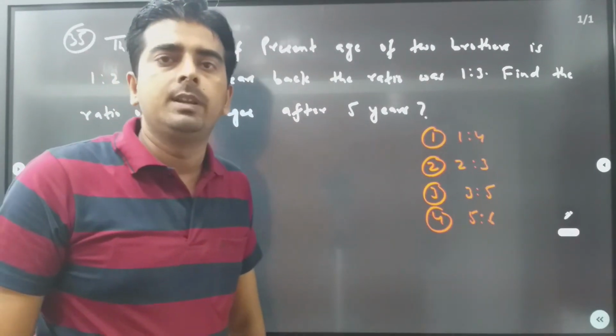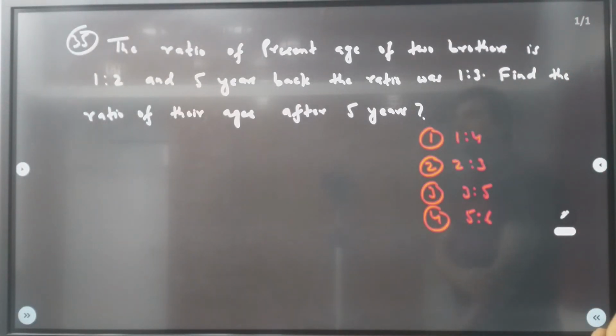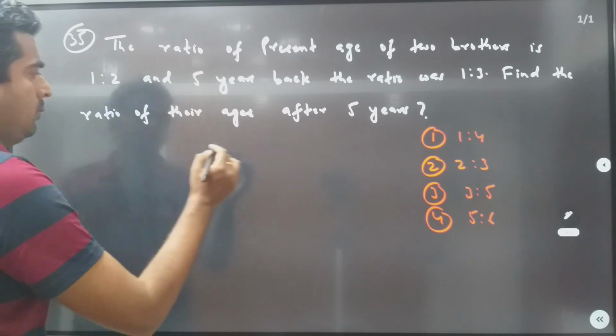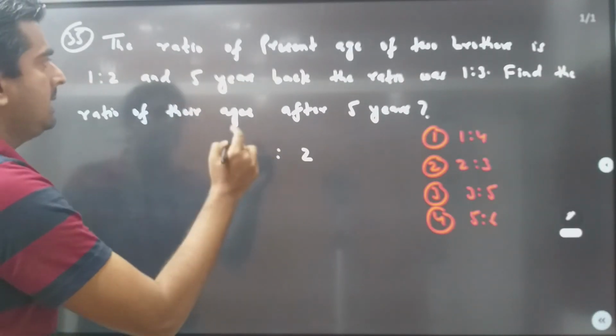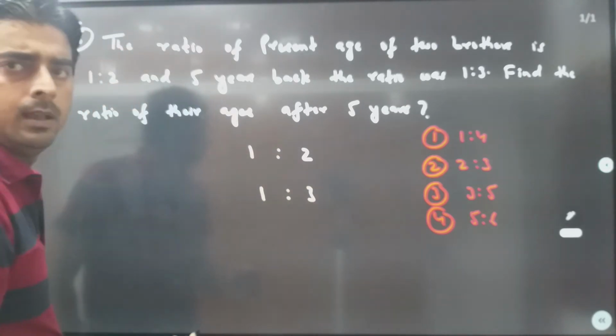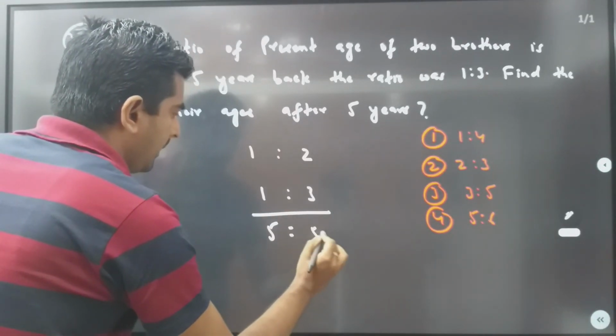Now we see the last question here. The ratio of present age of two brothers is 1:2, and 5 years back the ratio was 1:3. Find the ratio of their ages after 5 years. Present ratio of two brothers, what they have given you? 1:2. 5 years back or 5 years ago, what was the ratio? 1:3. Always follow cross multiplication. Right here 5, right here 5.